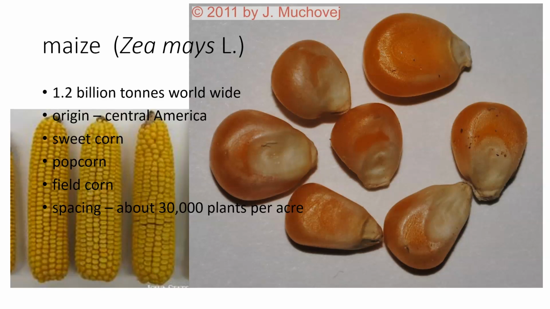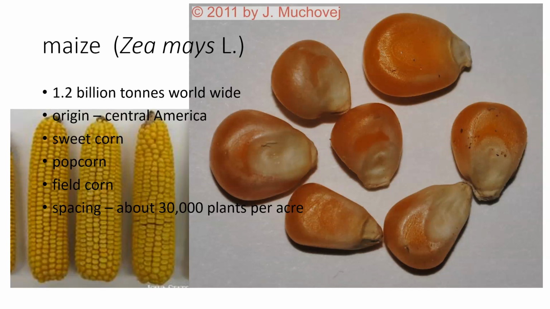We're going to start out with maize. Maize is what we commonly call corn. There's 1.2 billion tons produced worldwide. Maize has its origin in Central America. This goes back to the time of the Aztecs. They started cultivating maize over 5,000 years ago. Out of their basic parts, we've got the improved varieties that we now have.